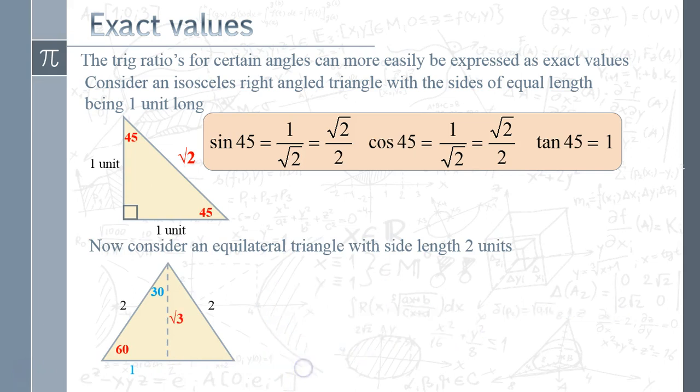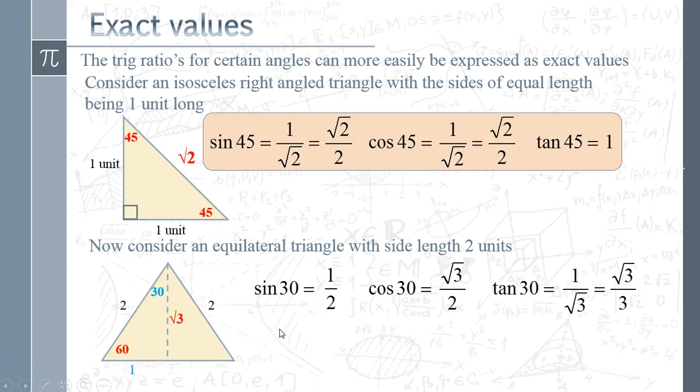Now that we've got all that, sine 30, with my angle up here, is going to be 1 over 2, so sine 30 is a half. Cos of 30 needs root 3, the adjacent side, over 2, so cos of 30 is root 3 over 2. And the tan of 30, opposite over adjacent, is 1 over root 3, which becomes root 3 over 3. So those are our exact values for sine, cos, tan of 30.